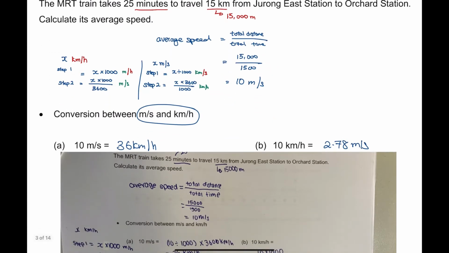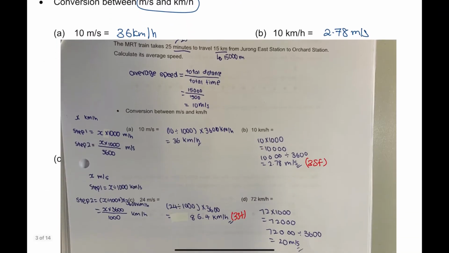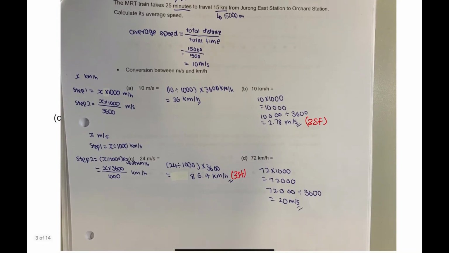In terms of conversion, you can take a look at this working. What I would like you all to do first is to convert your meter to kilometer, then multiply it by 3,600 seconds.